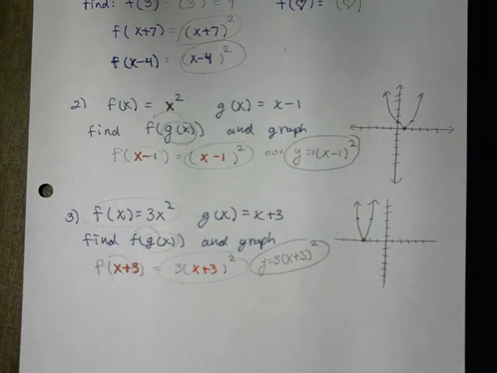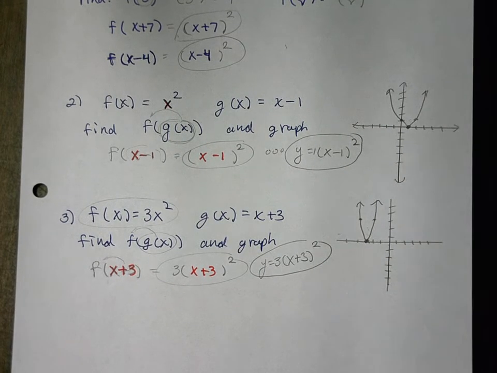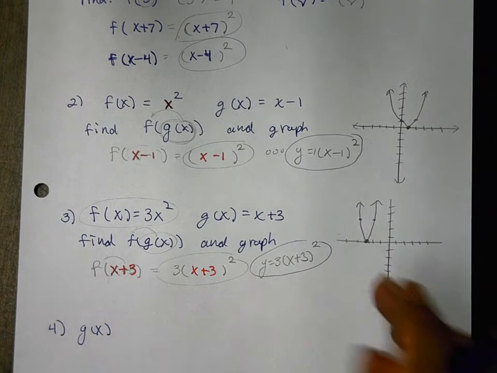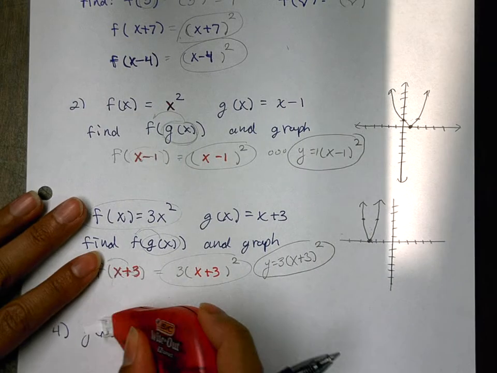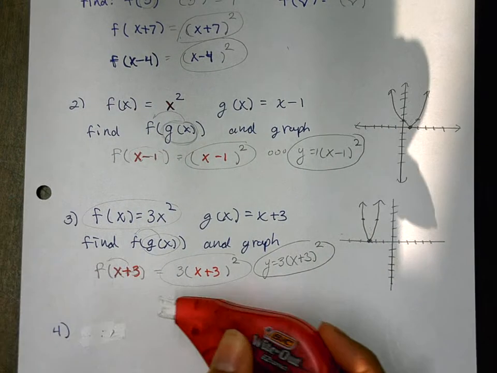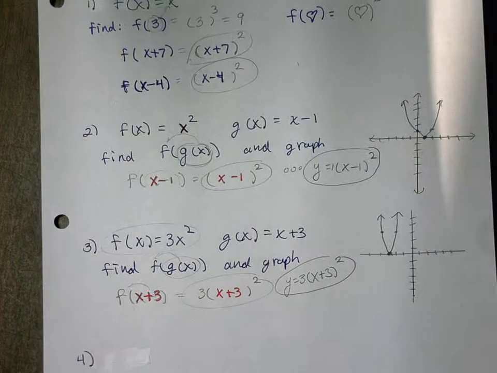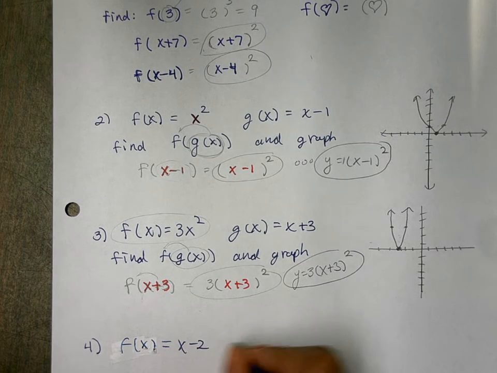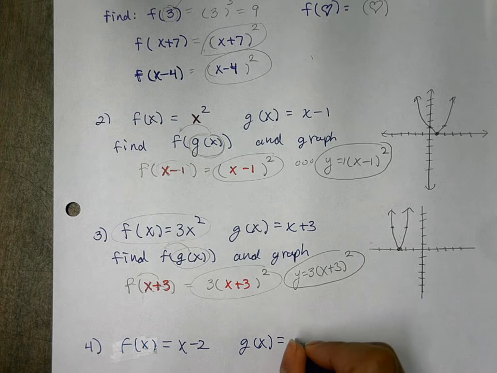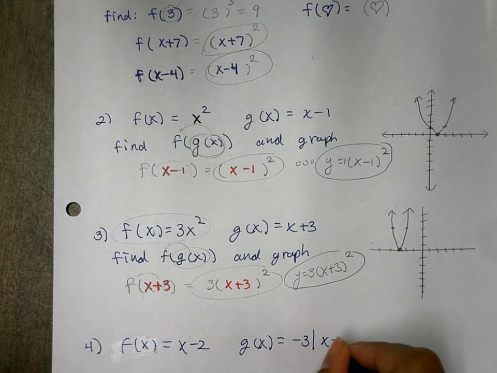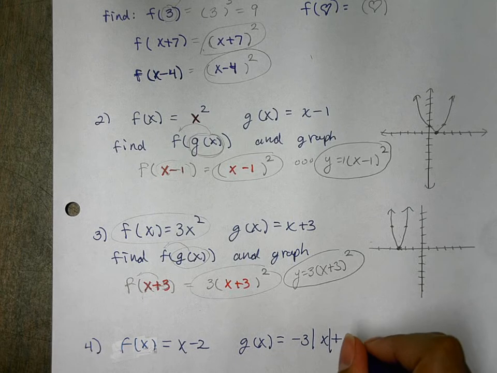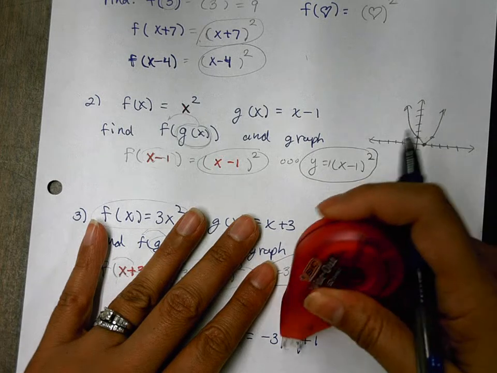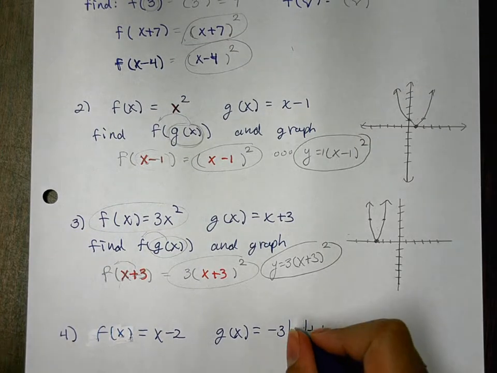All right, I am going to move on. Number 4. I'm going to write g of x over, and I'm going to put f of x first, like I've been doing. f of x equals x minus 2, and g of x equals negative 3 absolute value of x, close absolute value, and then plus 1. So in that absolute value, the x is on the inside and the plus 1 is on the outside.